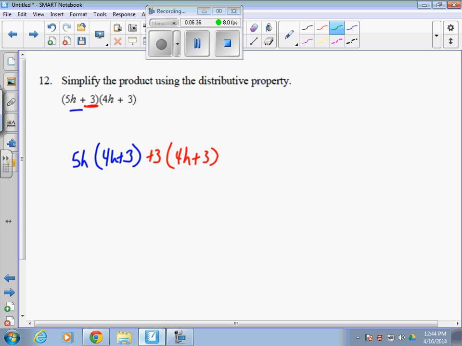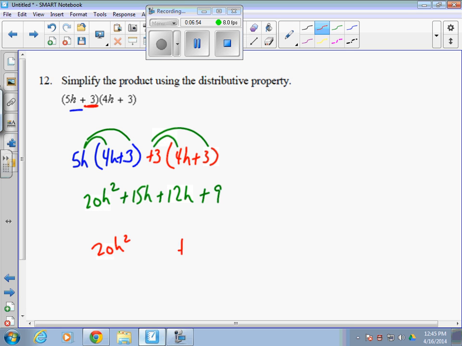So distribute. 5h times 4h is 20, h plus h, h to the 1 plus 1 is h squared. 5h times 3 is plus 15h. 3 times 4h is plus 12h. And 3 times 3 is plus 9. You're going to do the same thing. 20h squared plus 9. Those are the two that you can't add to, but we can combine 15h and 12h to get positive 27h.